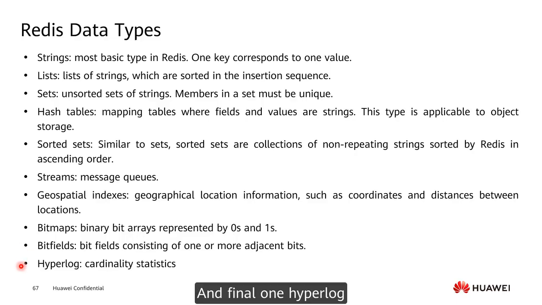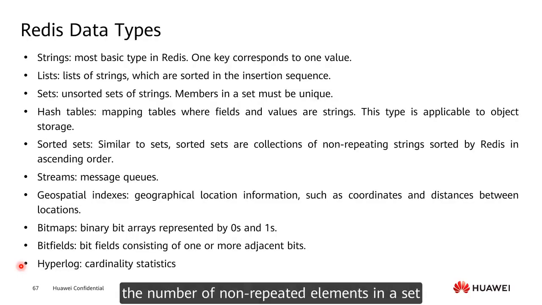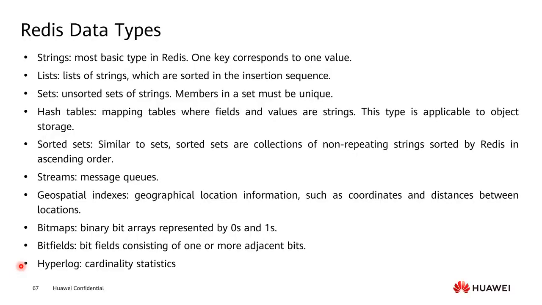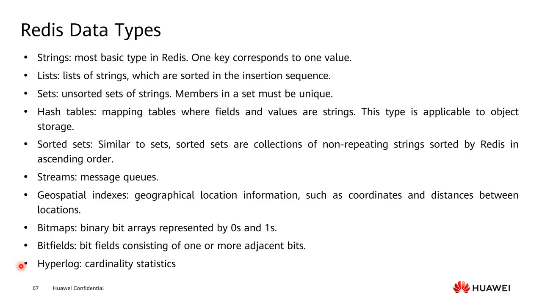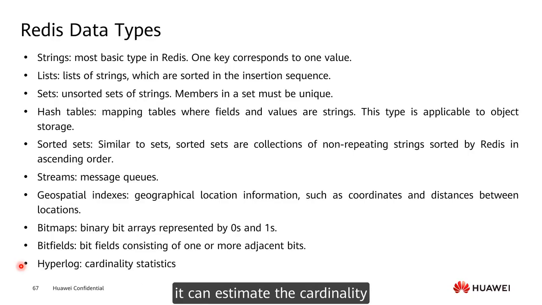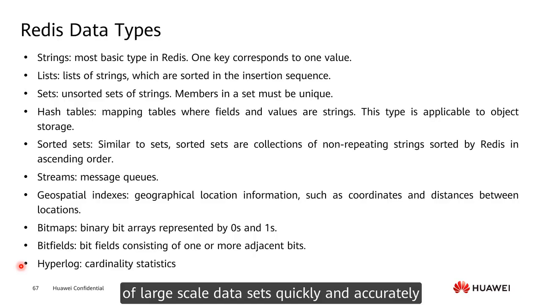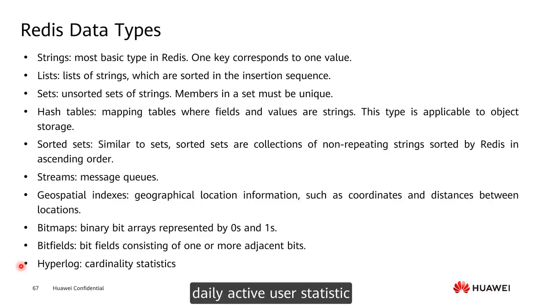And the final one, HyperLogLog. A probabilistic data structure used for cardinality statistics, that is, estimating the number of non-repeated elements in a set. While occupying a small memory space, it can estimate the cardinality of large-scale datasets quickly and accurately, and is applicable to scenarios such as daily active user statistics.